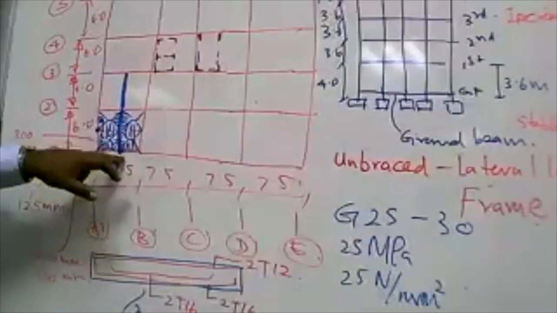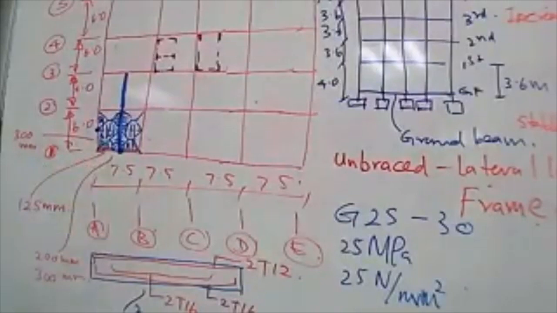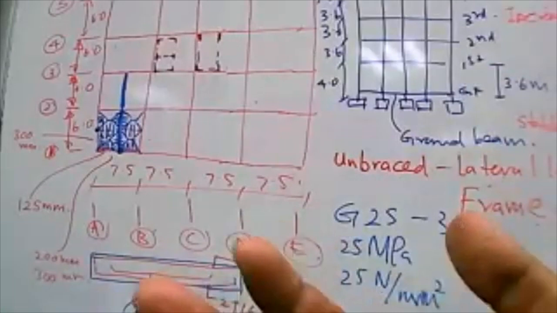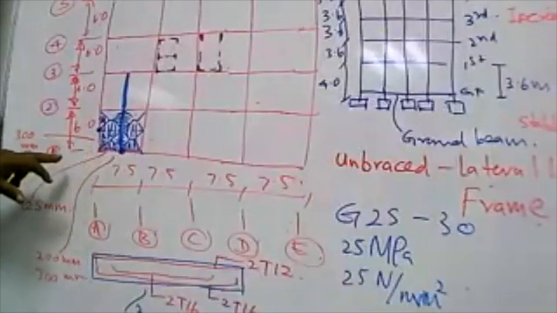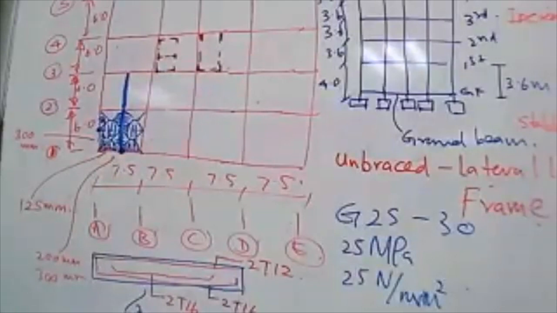If you're having more shear, what do you like? A very small cross-section or a reasonably large cross-section? We like a reasonably large cross-section. So, although we select 300 millimeter for this beam on grid A, for the beam on grid 1, I might select 350 or 400.